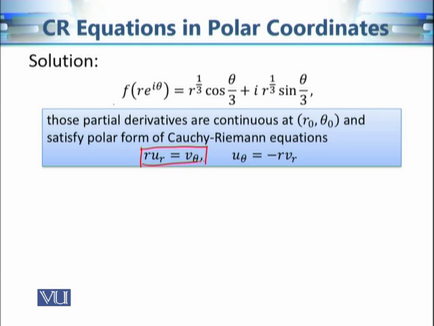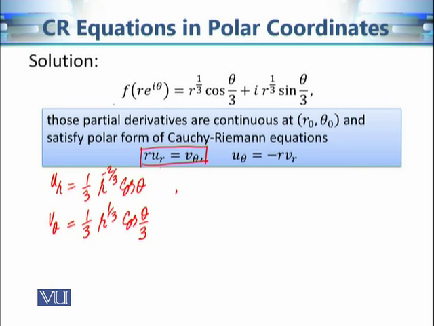So the first equation is, we must have, when we multiply r with ur, then we must get v theta. We have calculated what is ur. So ur is basically equal to 1 by 3 r raised to power minus 2 by 3 cosine theta by 3. And we also calculated what is v theta. So v theta is basically equal to 1 by 3 r raised to power 1 by 3 cosine theta by 3. Now let's start with the v theta. So v theta is equal to 1 by 3 r raised to power 1 by 3 cosine theta by 3.